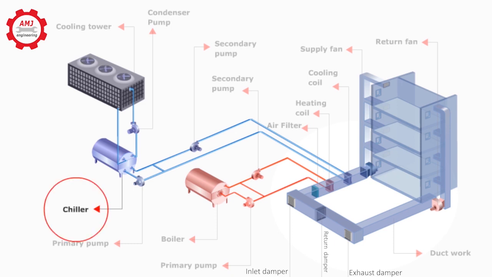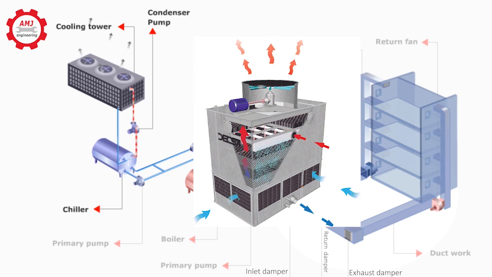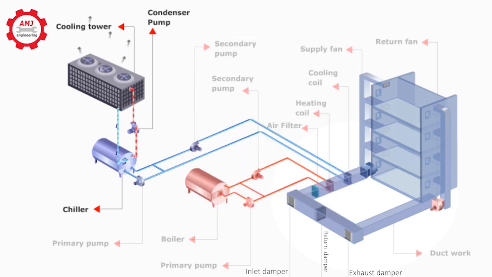The warm water rejected by the chiller is sent to the cooling tower through the condenser pump. The water is then cooled by the cooling tower fans. The cooled water in the cooling tower basin is then passed to the chiller to remove the heat from the refrigerant and allows it to produce chilled water.